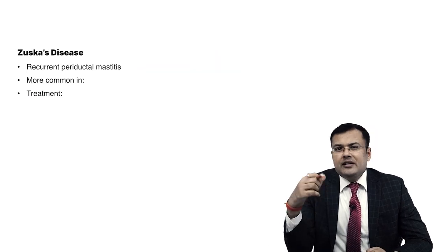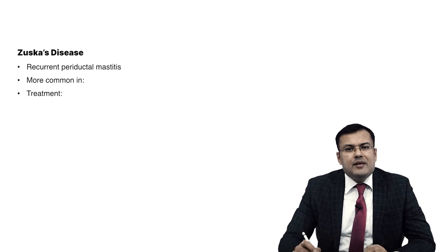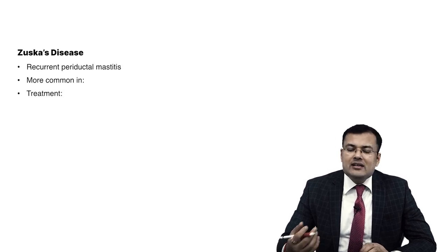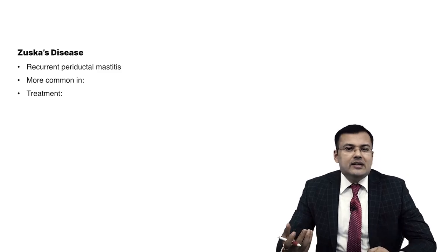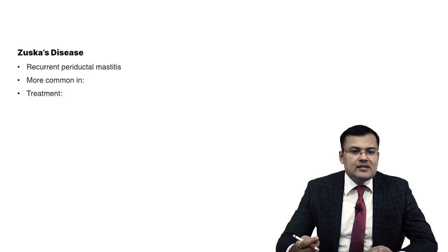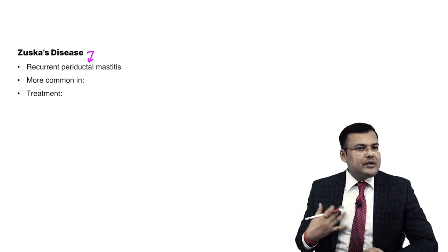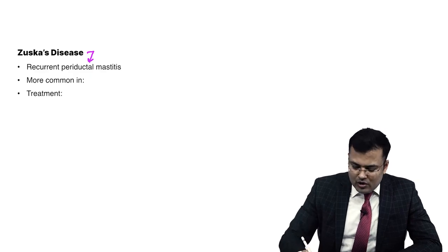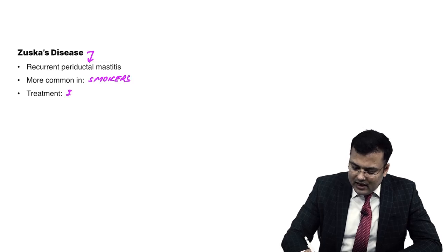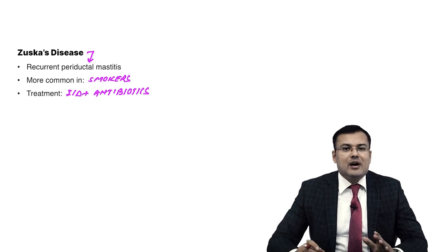Nowadays you have noticed, especially in Indian females, the tendency of smoking is increasing, right? So these females are very prone to develop smoking related conditions, like we discussed that there is increased risk of breast cancer, increased risk of duct ectasia, Zuska's disease, Mondor's disease. What is Zuska's disease? Recurrent periductal mastitis. So patient is having recurrent breast abscess, more common in smokers. And how to manage these patients? Obviously we go for I and D plus antibiotics. So what's the name? This is Zuska's disease. Clear? So this is about the breast.